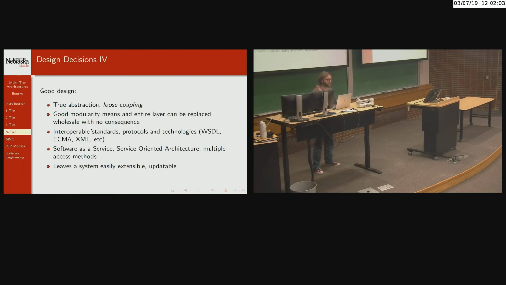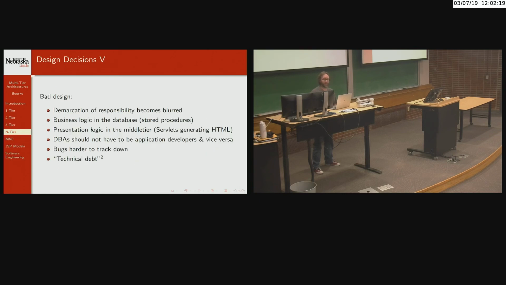JSON, XML are still very much alive and well. WSDL, not so much. ECMA, that's the JavaScript standard. XML is always going to be there. Leaving a system easily extensible, upgradable, and updatable, that's good design. Bad design is where you don't have those things, where you don't have a demarcation of responsibility.